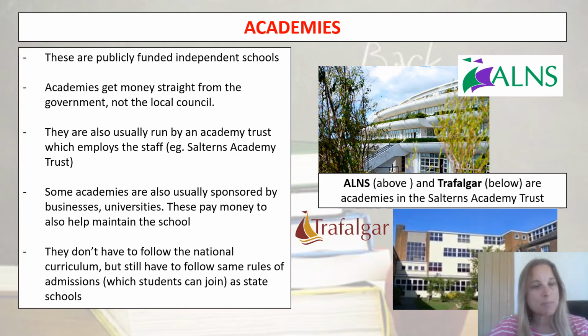Some academies are sponsored by businesses or universities. So for example, Chichester University in our area sponsors some of the local schools, and these pay money to help maintain the school. They don't have to follow the national curriculum, but they still have the same admissions rules as state schools, and most would follow the national curriculum.